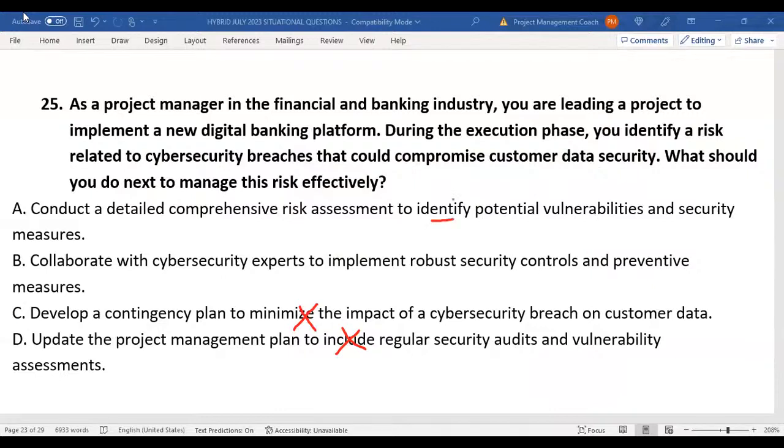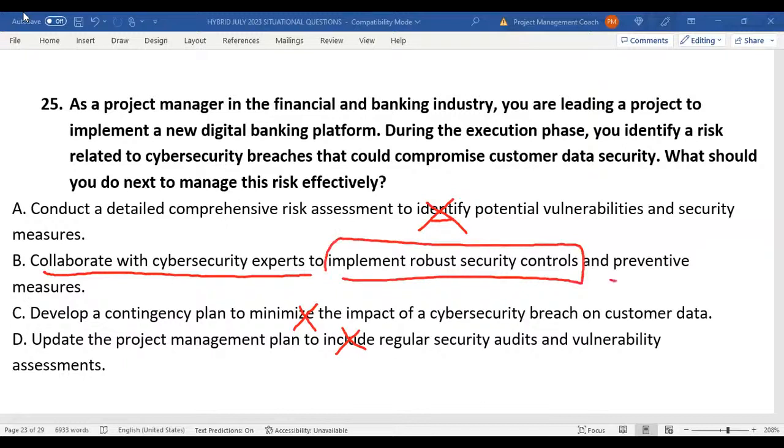Assessment and not doing anything about the exposure is not the best option. What you do want to do is collaborate with cybersecurity experts. They can do all the assessment stuff that they need to as part of implementing robust security controls and preventive measures. You want to go with that. That is the best option for this question, my friends.